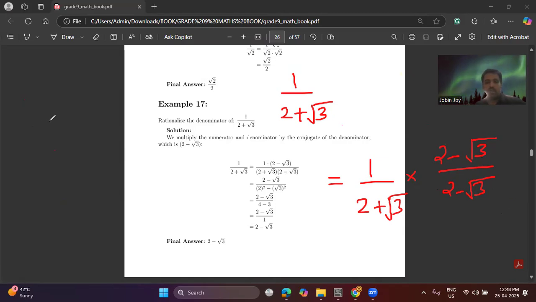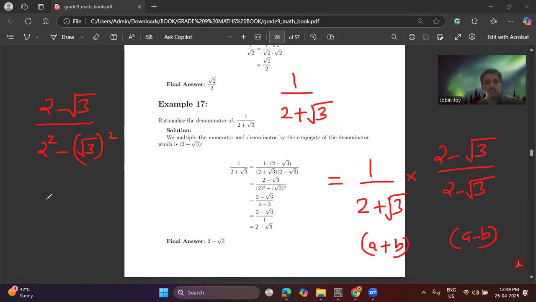So what will be the numerator? The numerator will be 1 into 2 minus root 3, which is 2 minus root 3, divided by the denominator, which is in the form of a plus b into a minus b. What is a plus b into a minus b? It is a square minus b square. That means 2 square minus root 3 square.